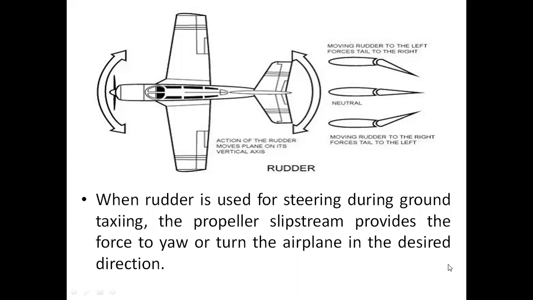When the rudder is used for steering during ground taxiing, the propeller slipstream provides the force to yaw or turn the airplane in the desired direction. During steering operation, the rudder can be used. For that, we can use the propeller slipstream. That propeller slipstream can give a side force on the tail, and that side force will be utilized to turn the aircraft left or right.